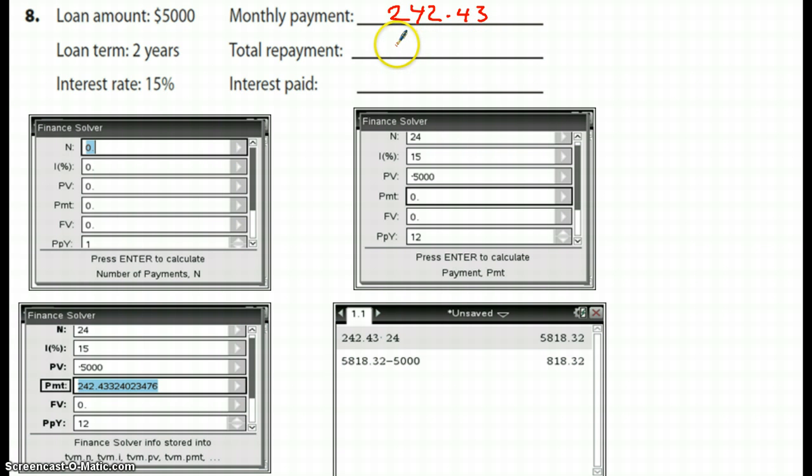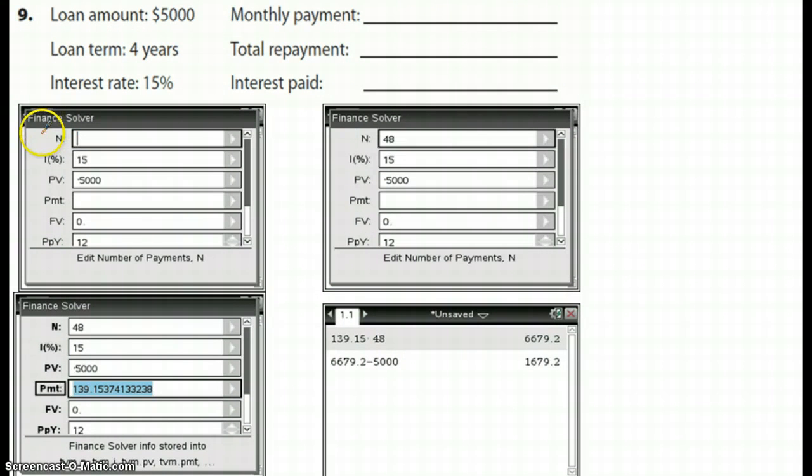Total repayment is $5,818.32, and interest paid is $818.32.